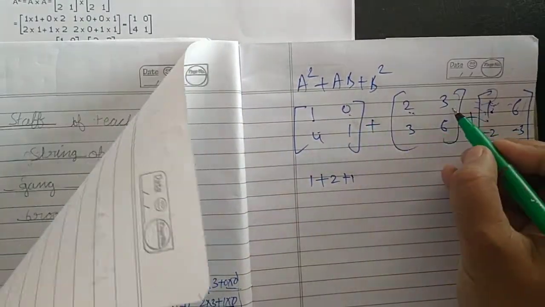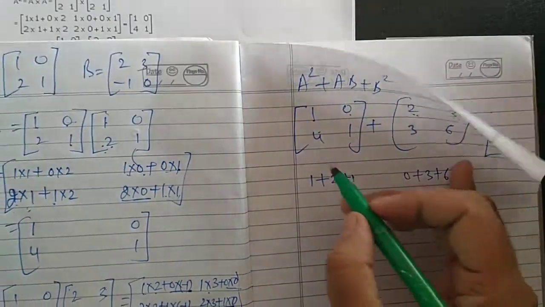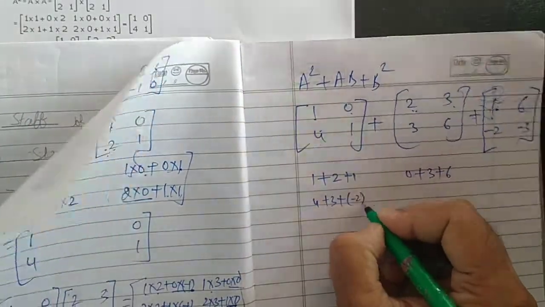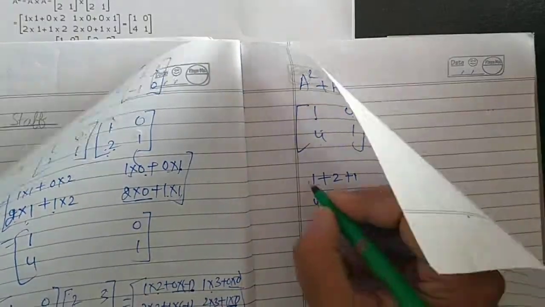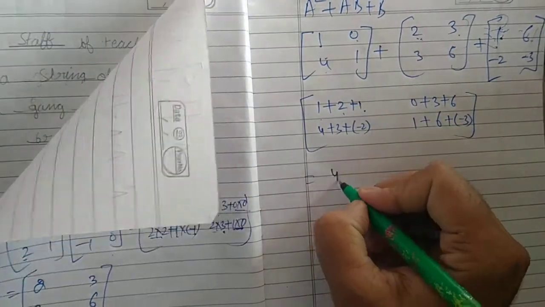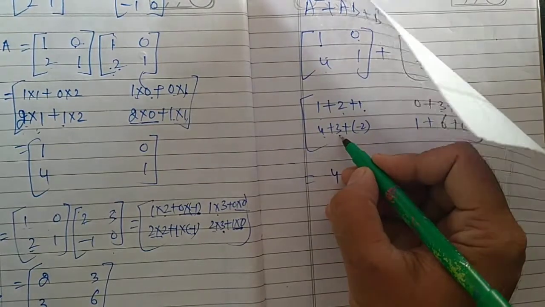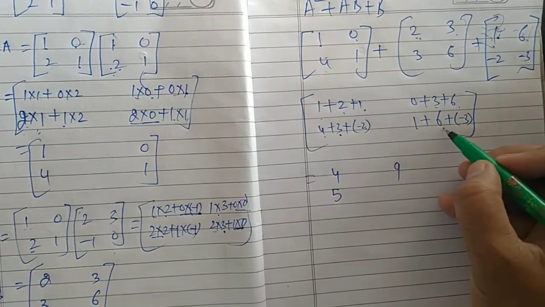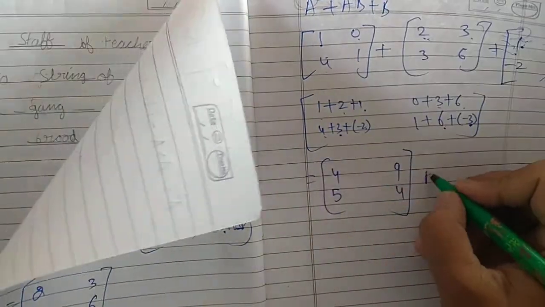Next is 0 plus 3 plus 6. Next one is 4 plus 3 plus minus 2. Next one is 1 plus 6 plus minus 3. So 1 plus 1 is 2, 2 plus 2 is 4. Here 3 plus 6 is 9. Then 4 plus 3 is 7, 7 minus 2 is 5. Here 6 plus 1 is 7, 7 minus 3 is 4. So this one is the answer.